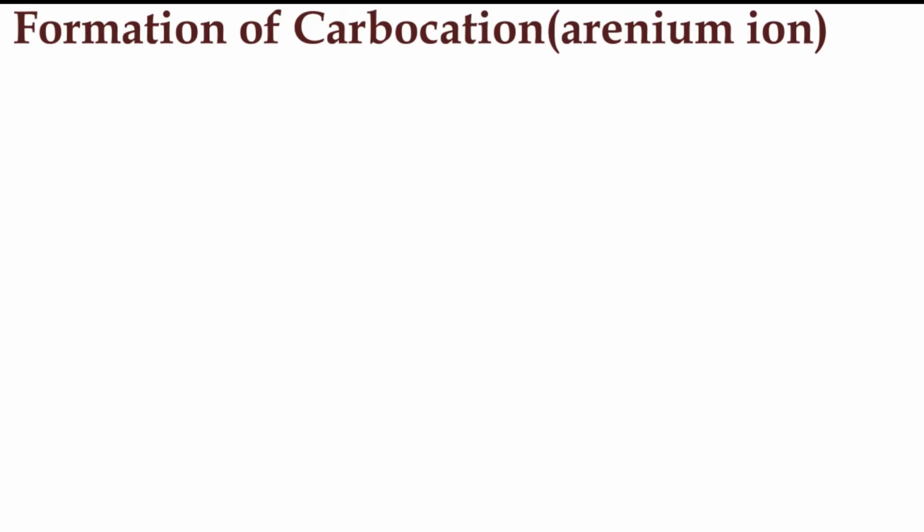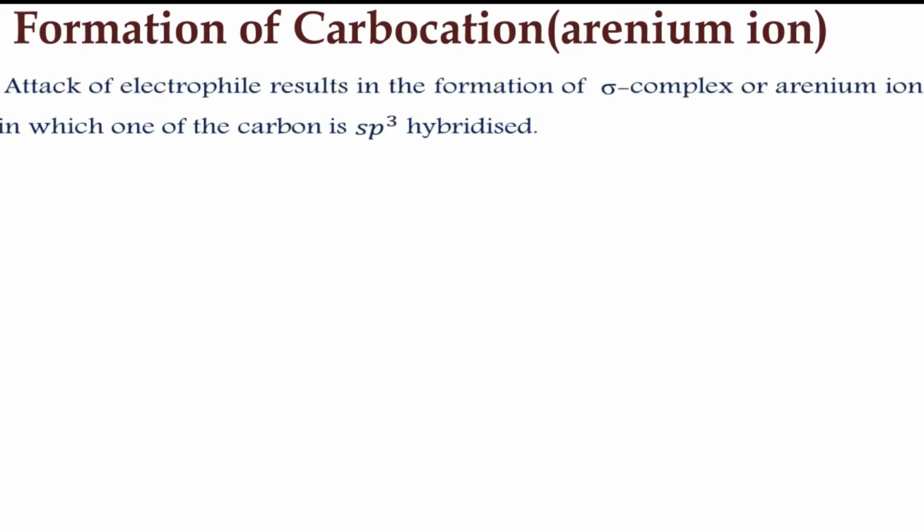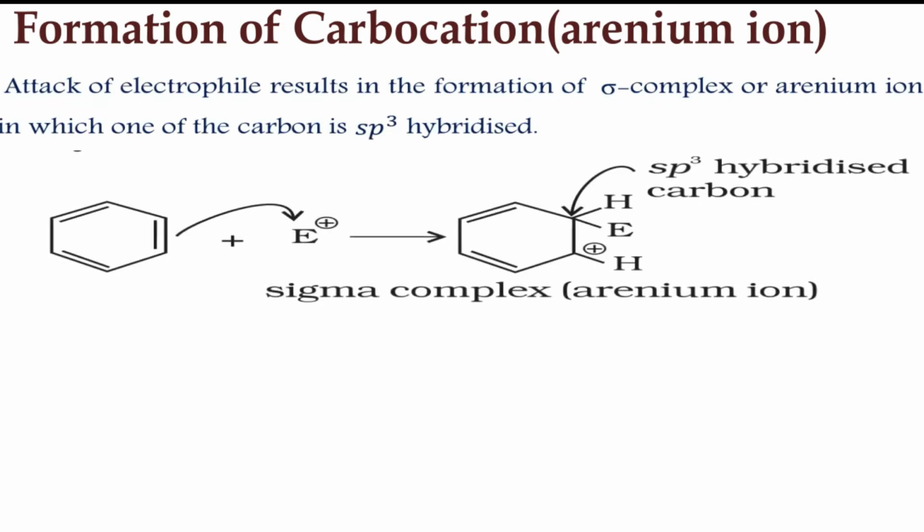Second step is formation of carbocation, that is arenium ion. Attack of electrophile results in the formation of sigma complex or arenium ion in which one of the carbons is sp3 hybridized. So now in the second step, the electrophile will attack the sp2 hybridized carbons. All the carbons are sp2 hybridized because of double bonds.